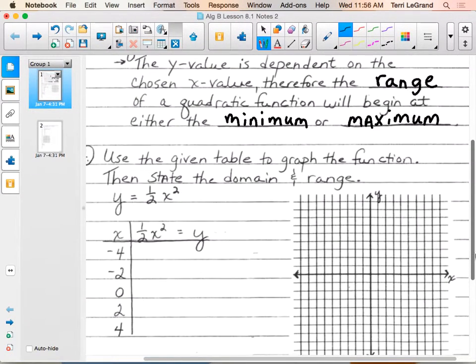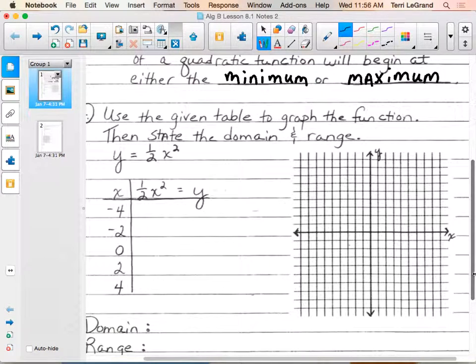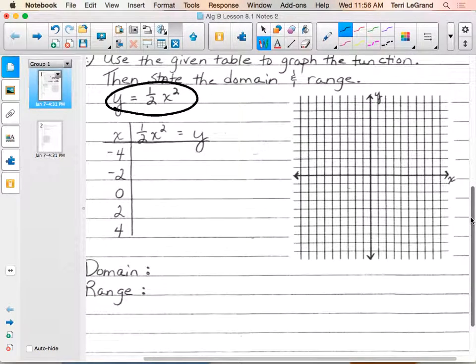Okay, and we'll practice that. So, use the given table. In other words, I chose x values for you to graph the function, and then we're to state the domain and range. y equals 1/2 x squared is our function. Here it is right here, okay? Right there. So in our table, notice I have x values, and then we're going to substitute those in and get the y value that goes with it. So we have 1/2 is our, what value is that? A, B, or C? A. That's our a value. Should this, when we're all done graphing this, should our parabola be opening up or down?